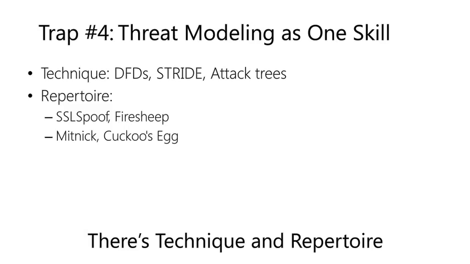So trap number 4 is to think of threat modeling as a single skill. There are a set of techniques, drawing good data flow diagrams that have the right things in them, using STRIDE to find threats, building or using an attack tree. And each of these is a technique that you can think about learning, developing skill in. There's also repertoire, knowing about things like SSL spoof and FireSheep as spoofing tools, reading books by folks like Kevin Mitnick or The Cuckoo's Egg by Cliff Stoll gives you stories that can help you do a better job at threat modeling.